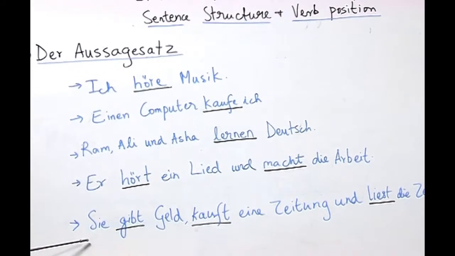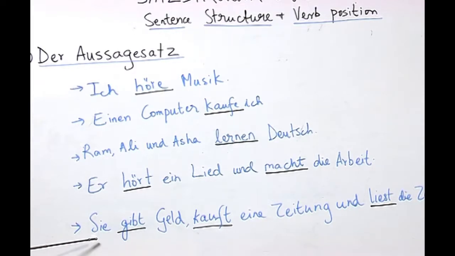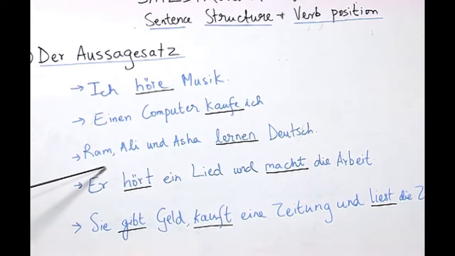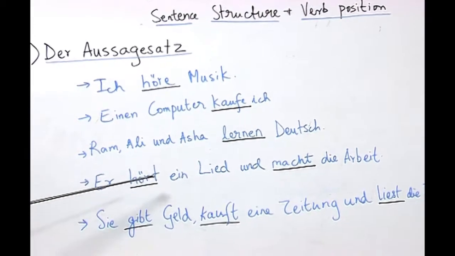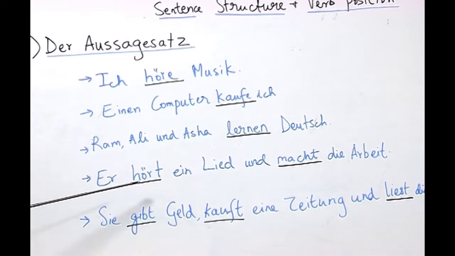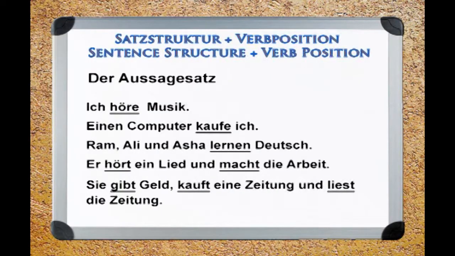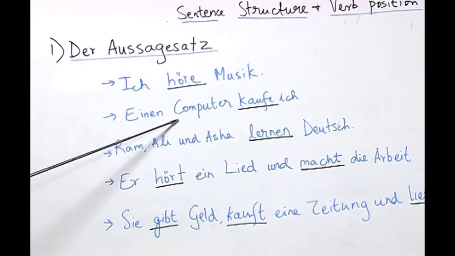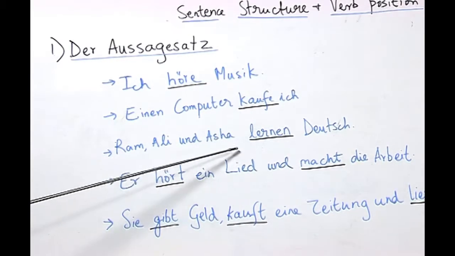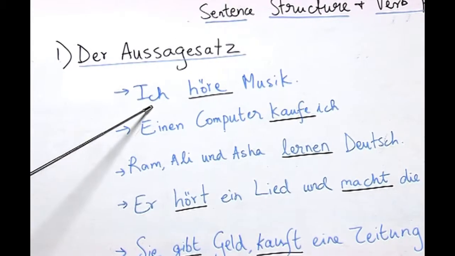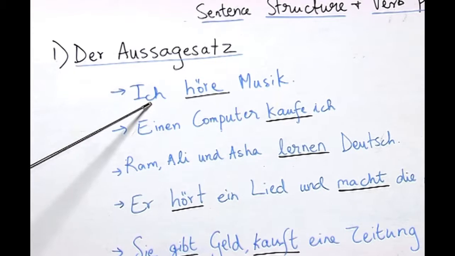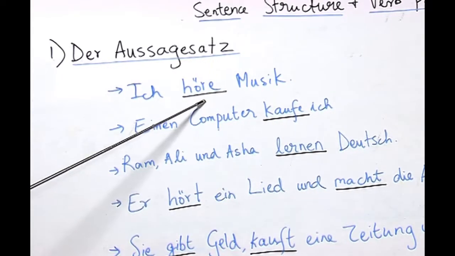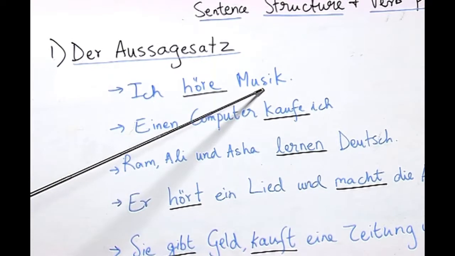You already know that these verbs here are conjugated according to the pronouns or according to the nouns. Well, there are other important aspects in these sentences. This cluster of sentences or these kind of sentences in German are called der Aussagesatz, which means they are statements. They are not questions, they are statements. Now, if you look at this sentence, here we have the pronoun ich at the first position, the position of the verb is at the second, and we have the noun Musik here, which is at the third position.